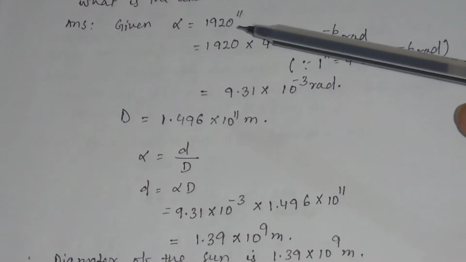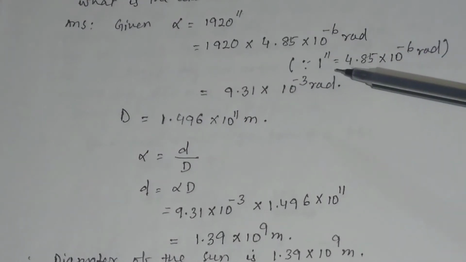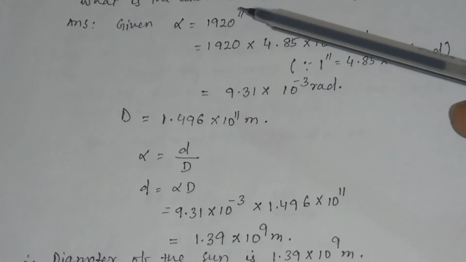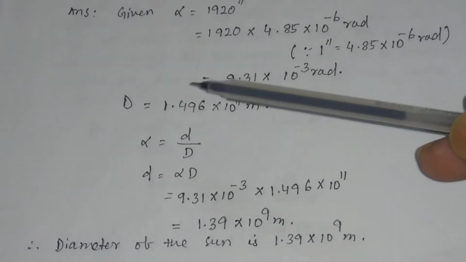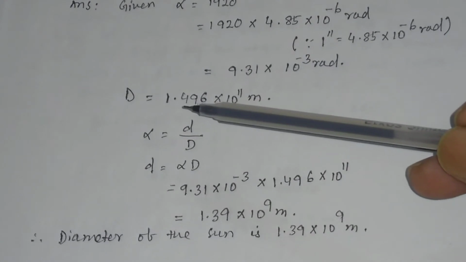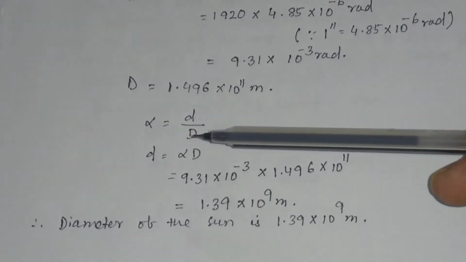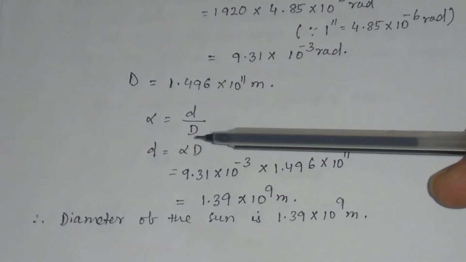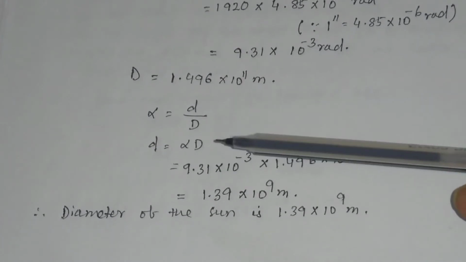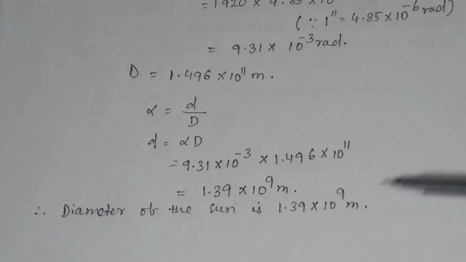So here alpha is given as 1920 minute. You can convert it into second, and we know 1 second is equal to 4.85 × 10^-6 radian. So you can convert alpha in terms of radian, and D, the distance from the sun to the earth, is given as 1.496 × 10^11 meter. So we can calculate the diameter of the sun, that is d is equal to alpha into D. By multiplying alpha and D, the diameter of the sun will be equal to 1.39 × 10^9 meter.